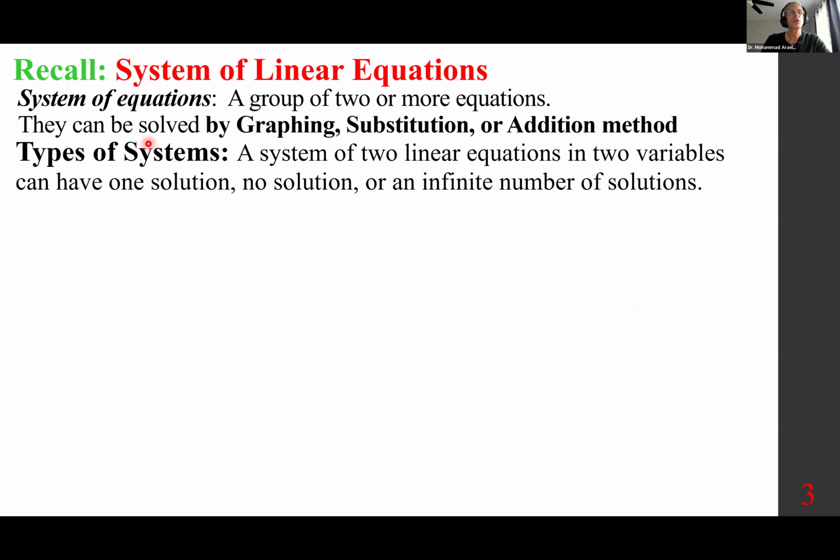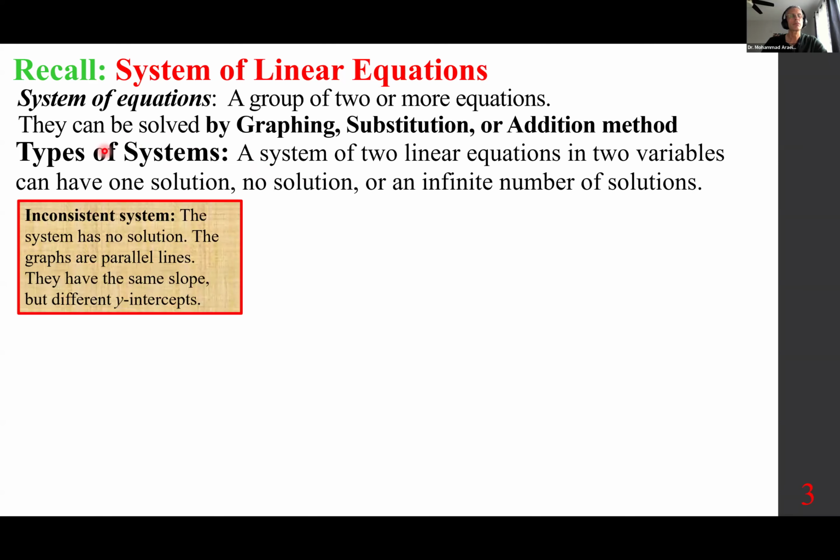Recall systems of linear equations. A system of equations is a group of 2 or more equations by definition. They can be solved by graphing, substitution, addition, and so forth. Types of systems. A system of 2 linear equations in 2 variables can have 1 solution, no solution, or an infinite number of solutions. An inconsistent system is a system that has no solution.